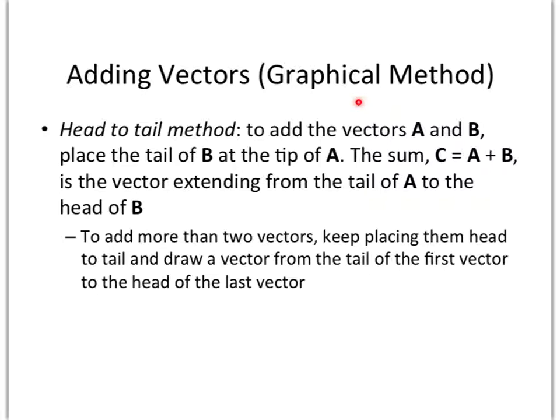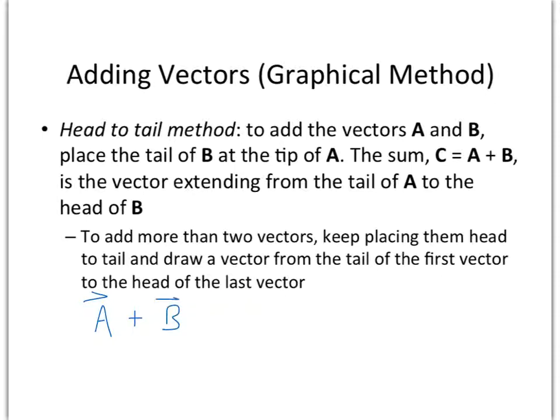The idea here is that if we're going to add vectors together, we put the tail of one vector on the head of the other. For example, let's say I have vector A, at some magnitude and at some angle, plus vector B. What does that look like graphically?